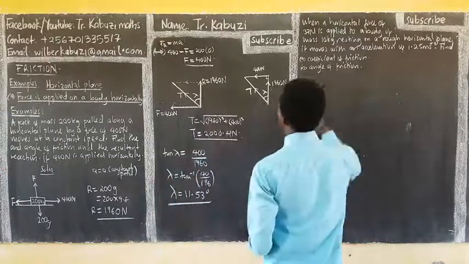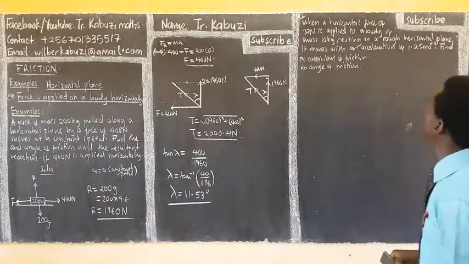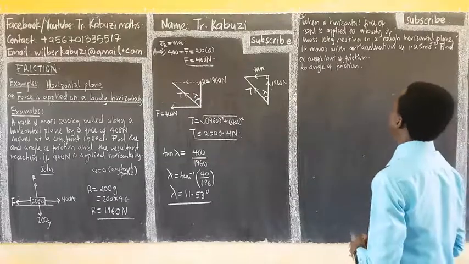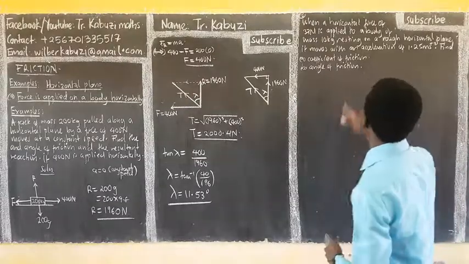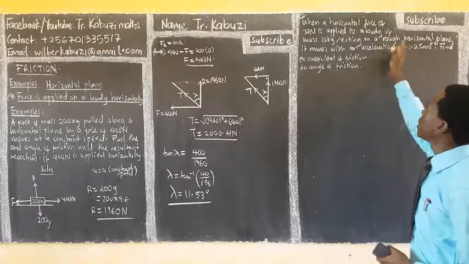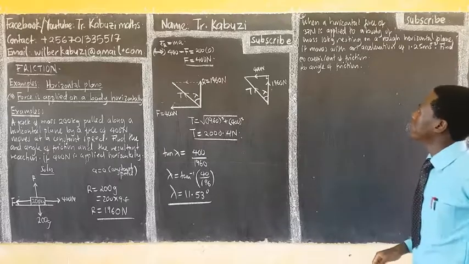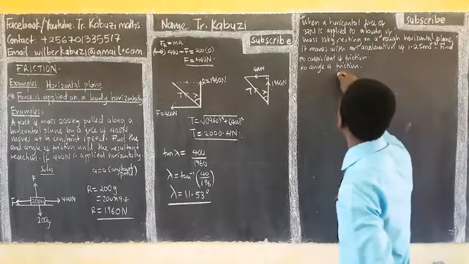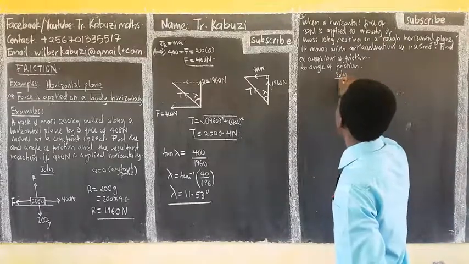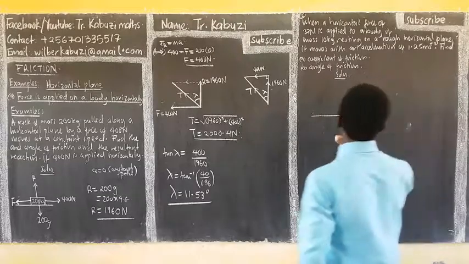Okay, let us now turn to example 2. When a horizontal force of 37 newtons is applied on a body of mass 10 kilograms, resting on a rough horizontal plane, it moves with an acceleration of 1.25 meters per second squared. Find the coefficient of friction and the angle of friction.